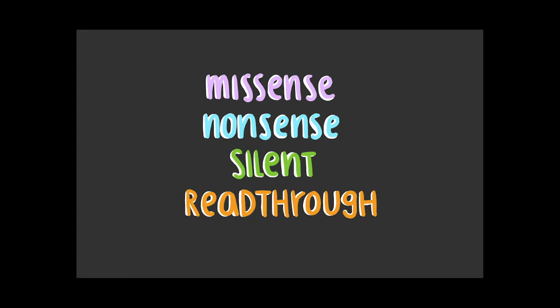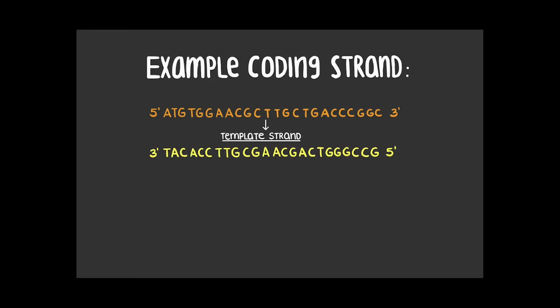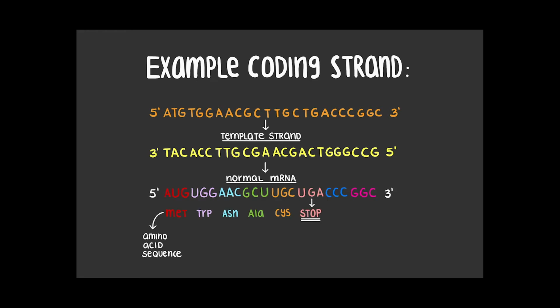To demonstrate these mutations, we will look at this example coding strand. First, we must start by transcribing it, which will give us a template strand. Afterwards, we must take this strand and translate it into the mRNA. This gives us a coding for the amino acid sequence, which in this case is methionine, tryptophan, asparagine, alanine, cysteine, and the stop codon UGA.